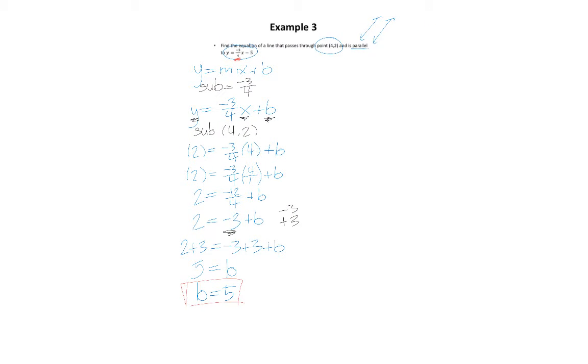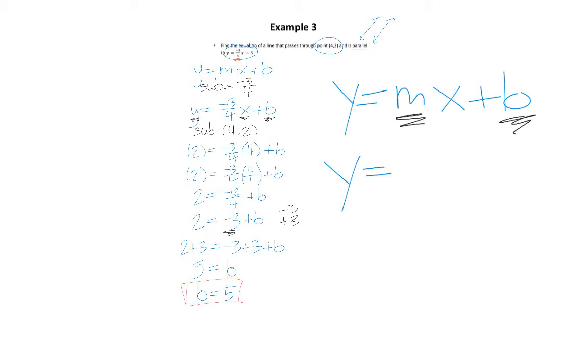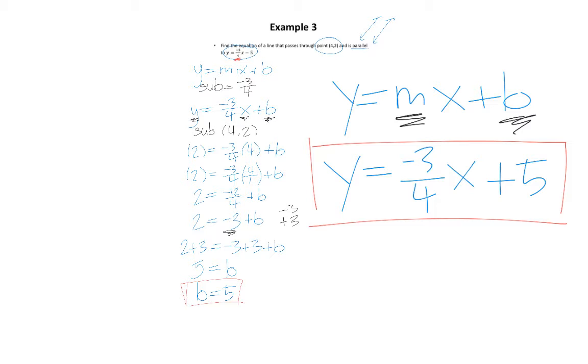Therefore, we can write the equation of this line. So the general equation is y equals mx plus b. We know our slope is negative 3 over 4, and we know our y-intercept is 5. We figured both of these values out. So I'm going to write it as negative 3 over 4x plus 5. Therefore, the equation of this line is y equals negative 3 over 4x plus 5. Remember, these lines are parallel. Therefore, they have the same slope.